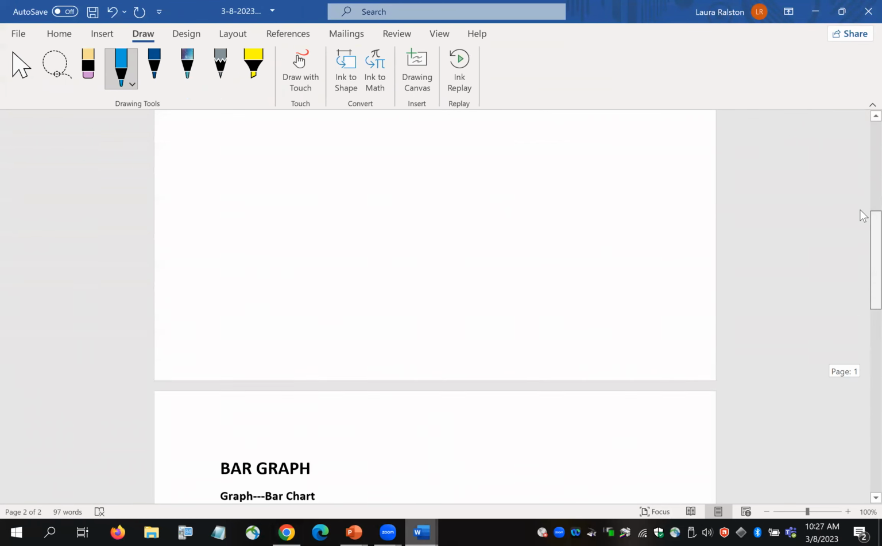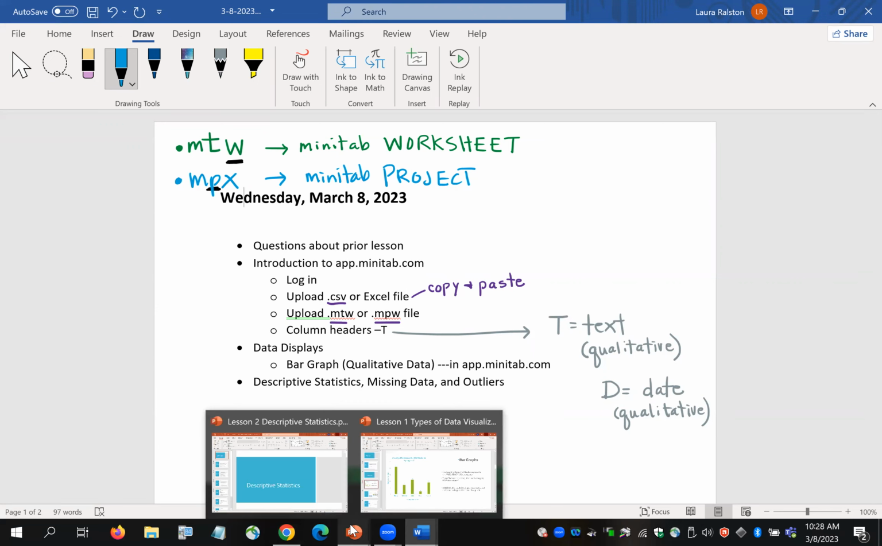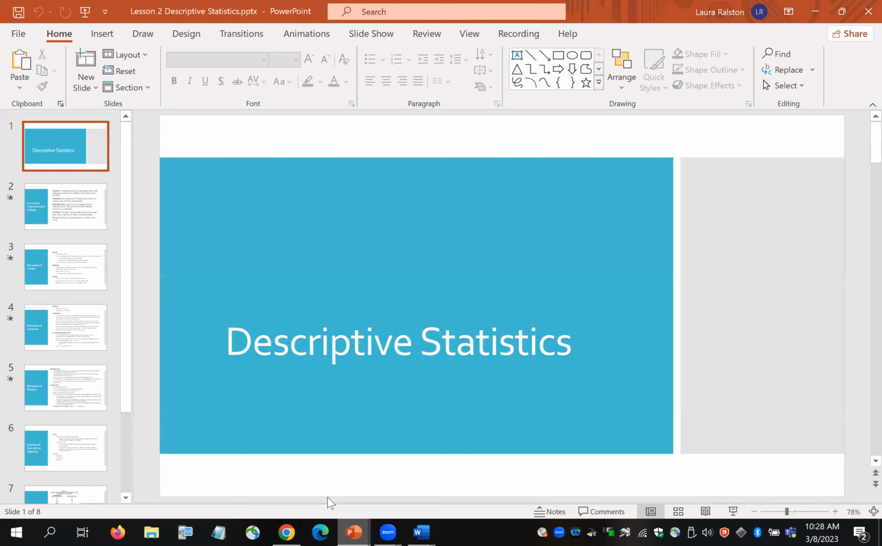Okay, so if we go back to our agenda for today, we've walked through the introduction to Minitab. We've done our data display specifically for qualitative data, and I've tried to demonstrate the expectation for the first parts of Mini Project 1. So now we're going to move into the discussion of descriptive statistics, missing data, and outliers. I'm going to use the PowerPoint that's available in D2L to do that discussion.